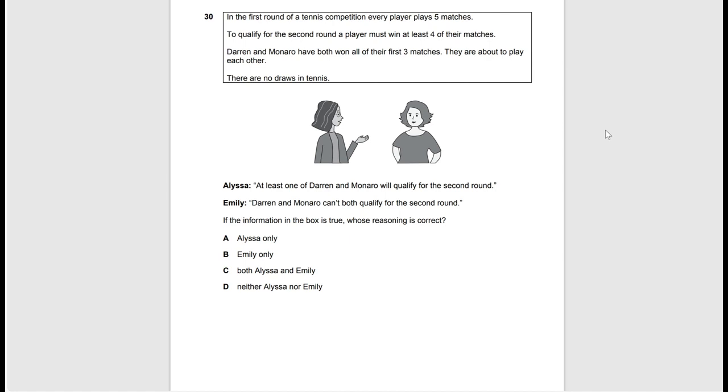Question 30. In the first round of a tennis competition, every player plays 5 matches. To qualify for the second round, a player must win at least 4 of their matches. So let's say this. In the first round, every player plays 5. To qualify for the second round, a player must win at least 4. So 4 out of 5 or 5 out of 5 are the only acceptable combinations to qualify for the second round.